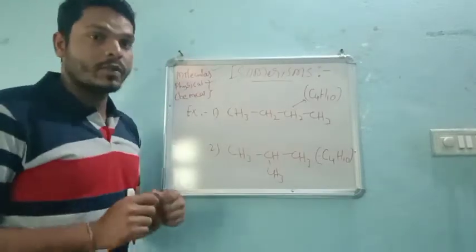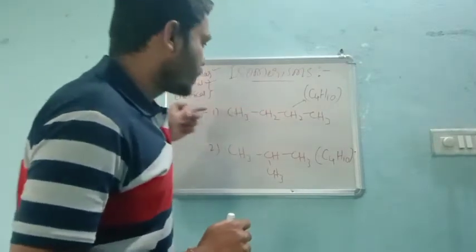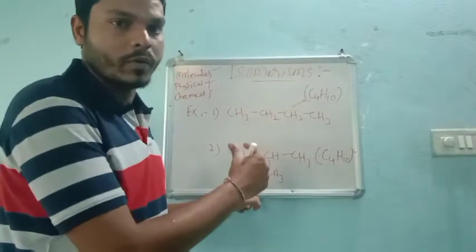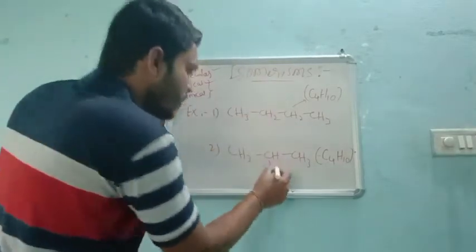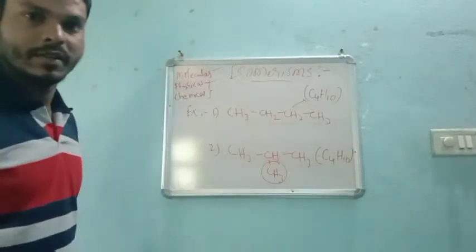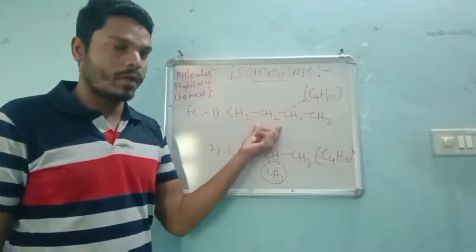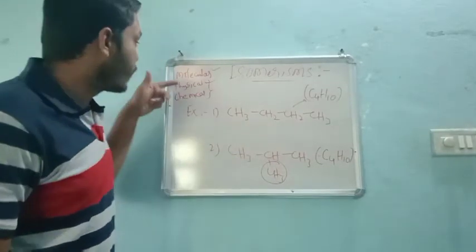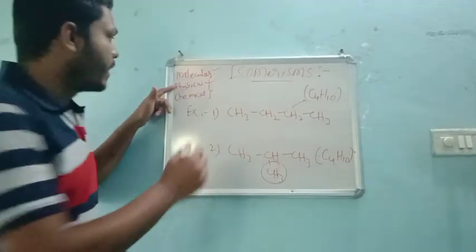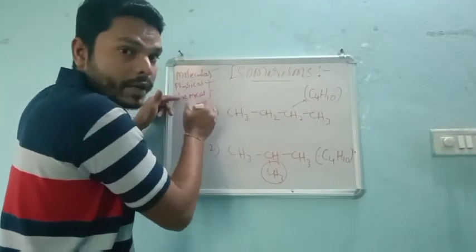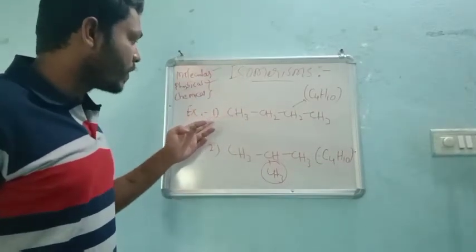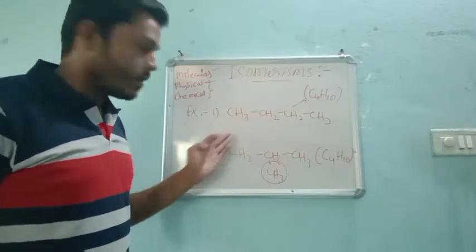One more physical change you can say: in the first case, there is no substituent group, I mean no branch. There is no branch in this case, but here there is a branch. These are the physical changes, right? Same molecular formula, but they differ in what? Physical and chemical properties, right? So the physical property of the first compound is different from the second compound.